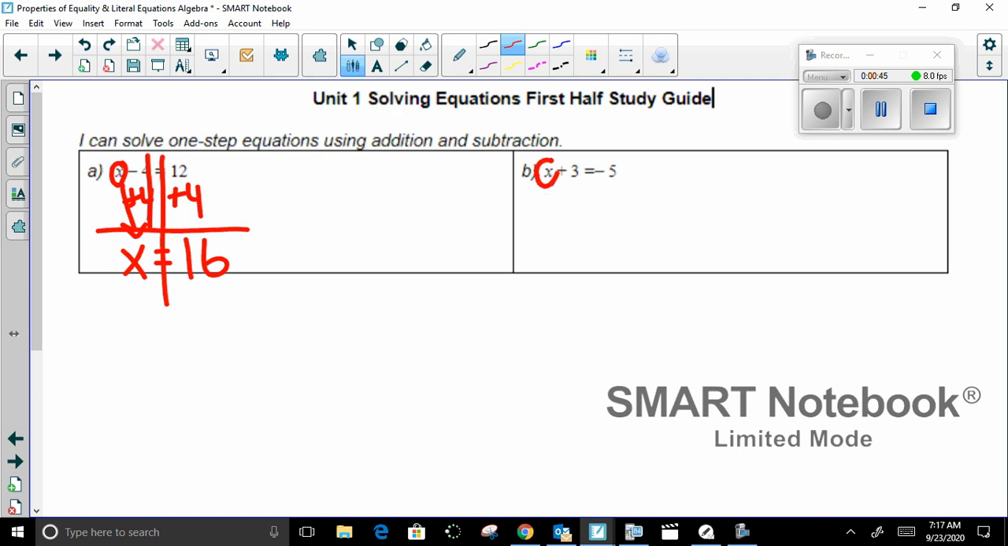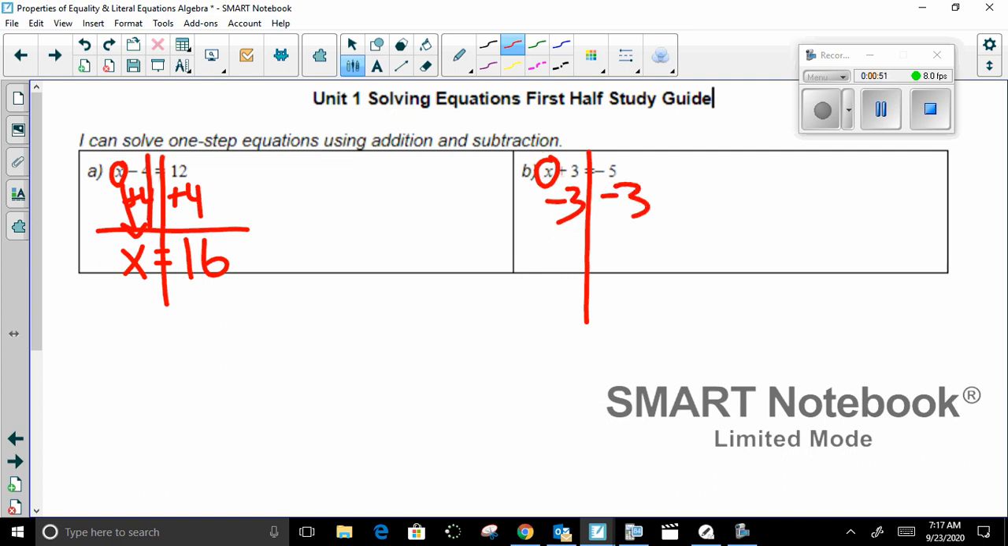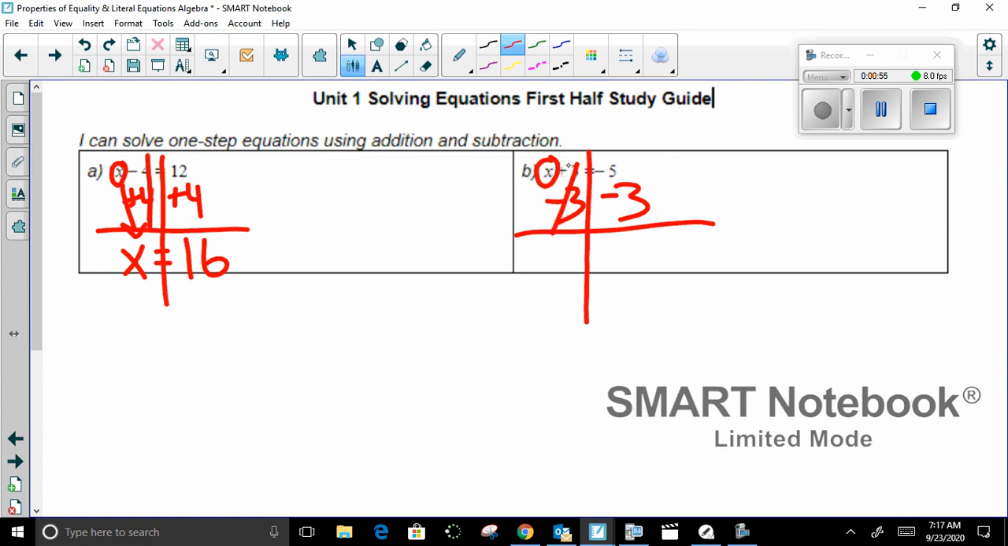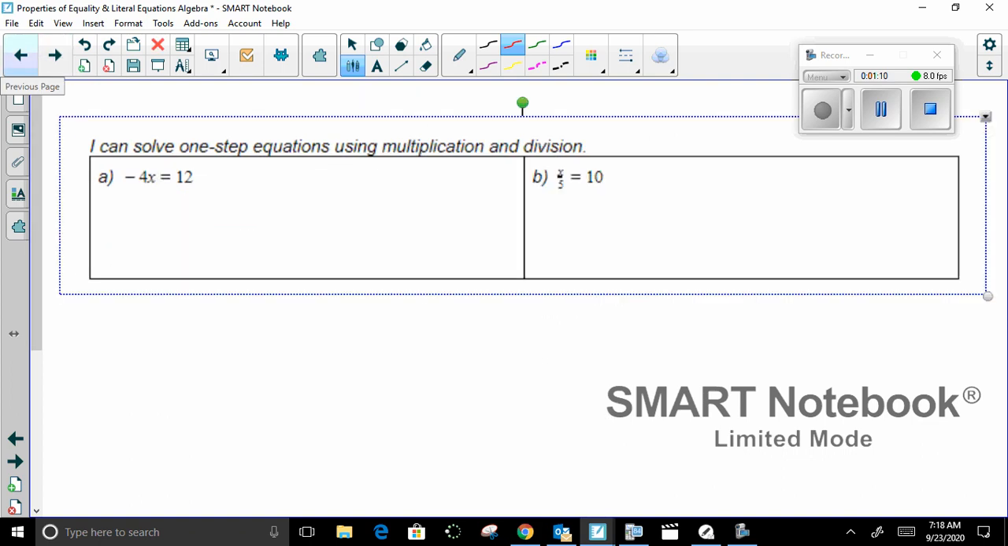To get x by itself here, you want to get rid of plus 3. The inverse of plus 3 is minus 3. What you do to one side, you do to the other to keep your equation balanced. 3 minus 3 is 0. I don't need to write the 0. Bring down your x. Negative 5 minus 3 is negative 8. If you doubt yourself on your integer rules, check yourself on the calculator with that negative 5 minus 3. Those two are pretty easy, so let's get to some harder ones.